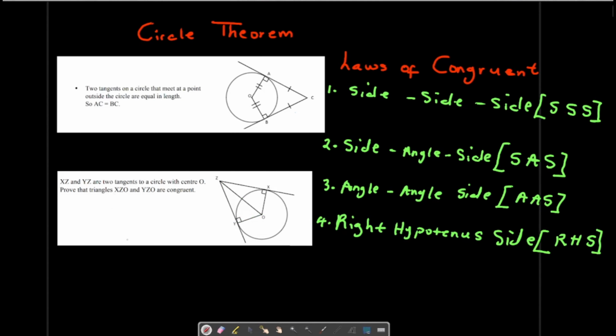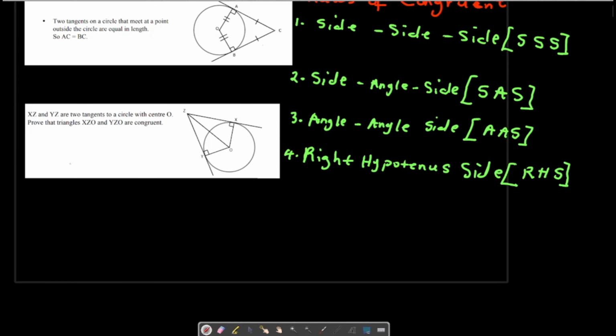But then how do we write our proof? Let's write our proof. Our first proof is the side, side, side. So line ZY is equal to line ZX. Then OY is equal to OX, because they are both radii, so they are equal. Then OZ is a common line, so that's the hypotenuse. OZ is a common line, therefore it is the hypotenuse of both triangles.